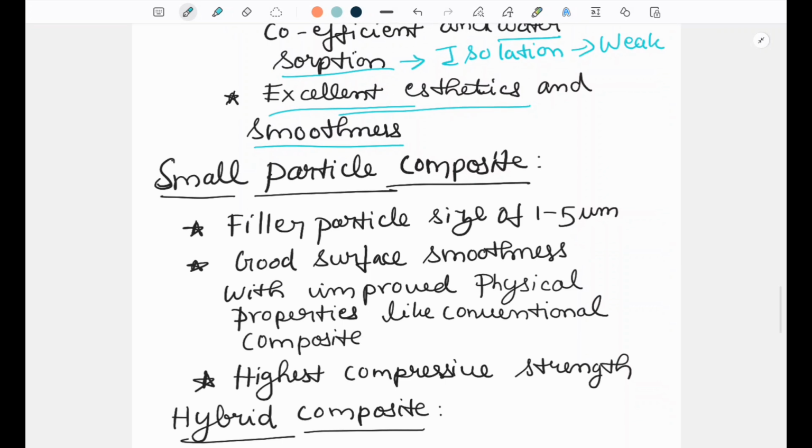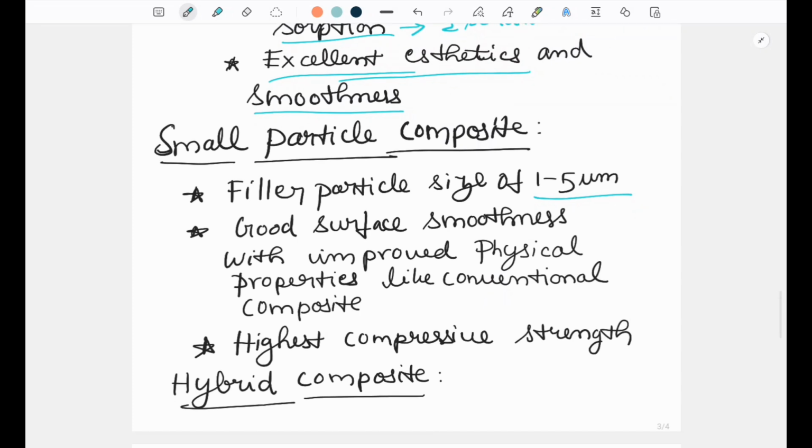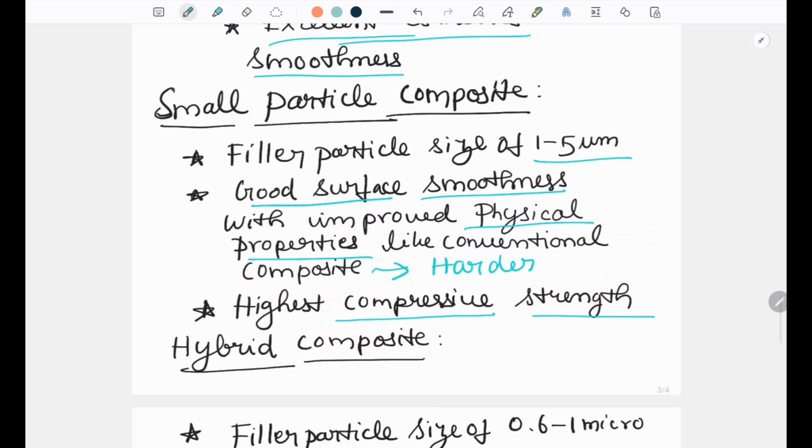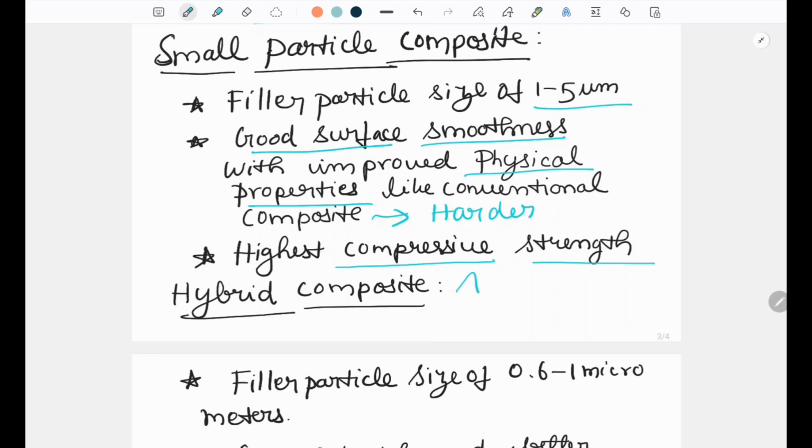So the next type is small particle composite. Filler particle sizes are 1 to 5 micrometers, a little bit larger. They have good surface smoothness, and at the same time they have improved physical properties like the conventional composite, which means they are a bit harder. At the same time they have good surface smoothness. So that makes the small particle composite superior to the conventional and microfilled composite. They also have a high compressive strength, but still hybrid composite and nanofilled composites are better than small particle composite.